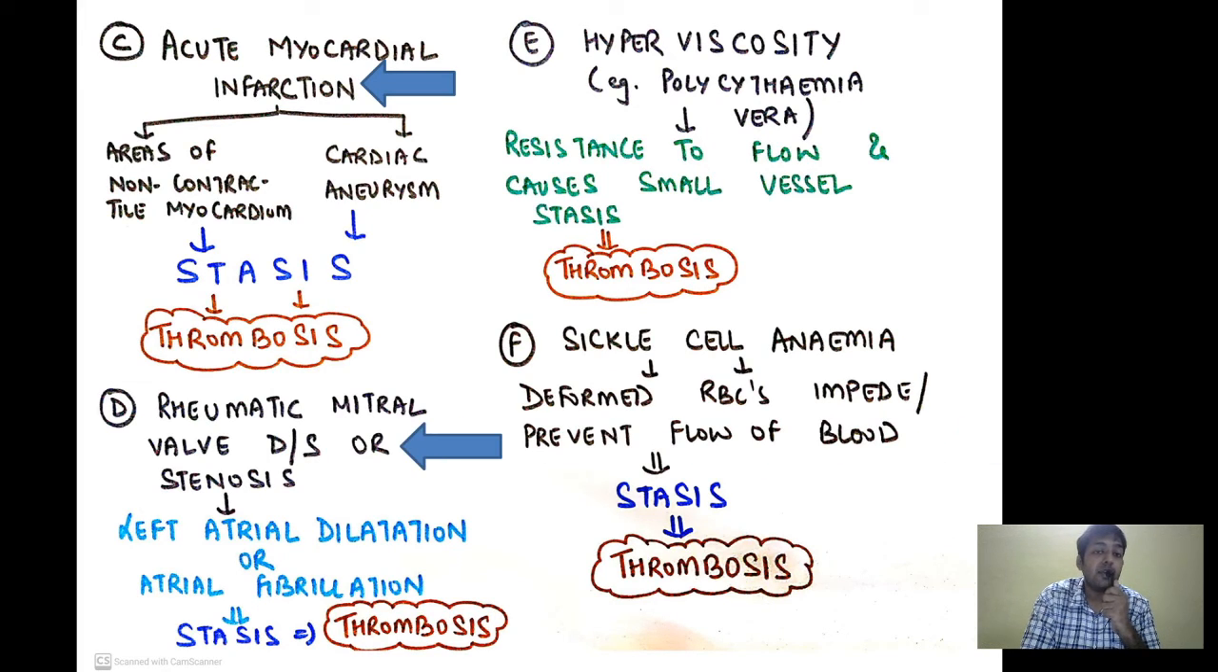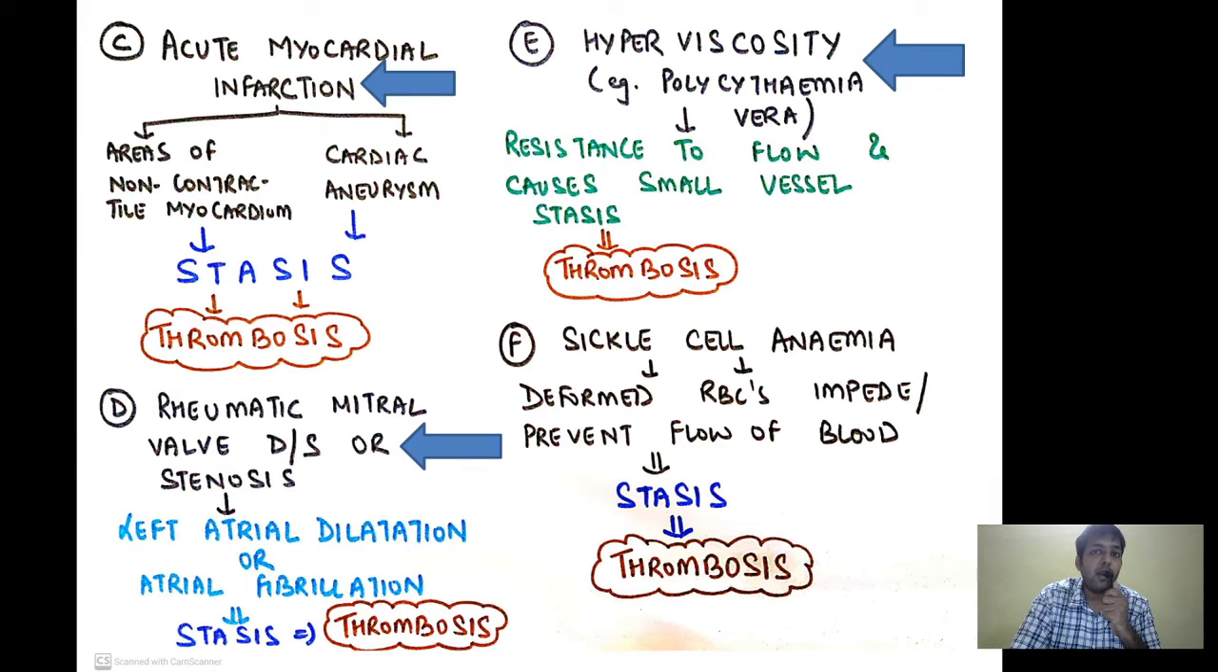Next example is the rheumatic mitral valve disease or stenosis. Now what happens over here? The left atrial dilatation will occur because of mitral stenosis. Okay, the left atrium will dilate and it can also lead to atrial fibrillation. Again, there are areas of stasis which will lead to thrombosis.